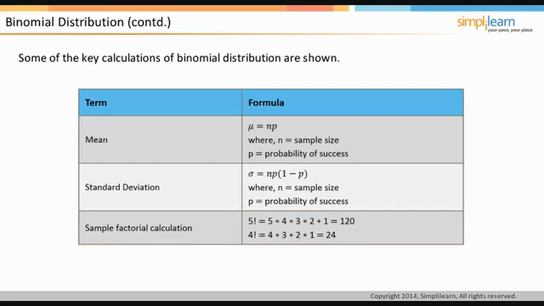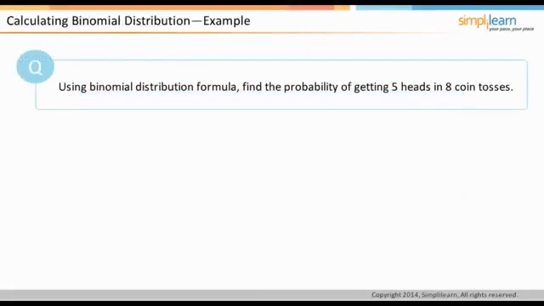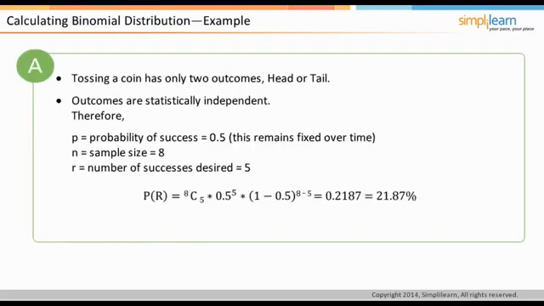Let us look at an example of calculating binomial distribution in the next screen. Suppose you wish to know the probability of getting heads 5 times in 8 coin tosses. You can use the binomial equation for the same. Click the Answer button to see how this is done.